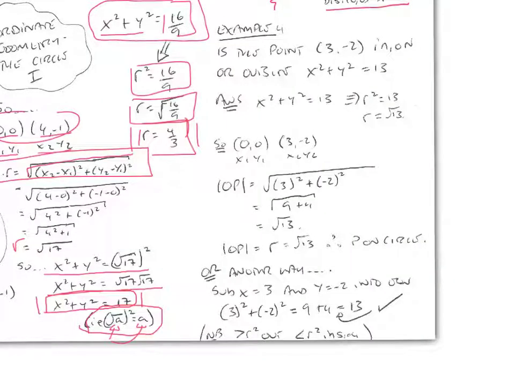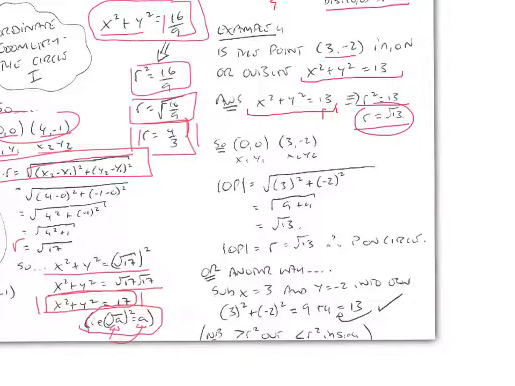So is the point (3, -2) in, on, or outside the circle whose equation is x squared plus y squared equals 13? Okay, how do we solve this? x squared plus y squared equals 13. This is r squared, so r squared must be equal to 13, so r must be the square root of 13. Okay, that's the length of r.